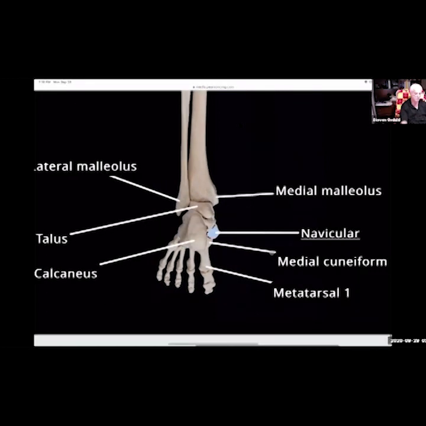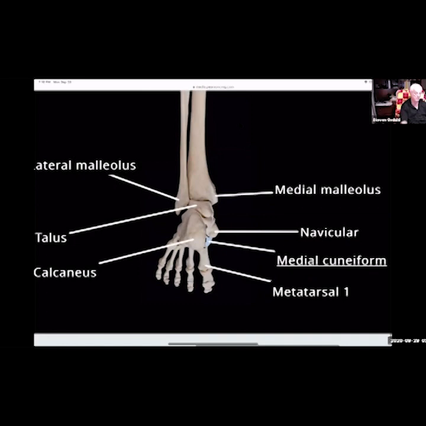Metatarsal 1, the medial cuneiform, the medial malleolus of the tibia, and the navicular bone of the foot.